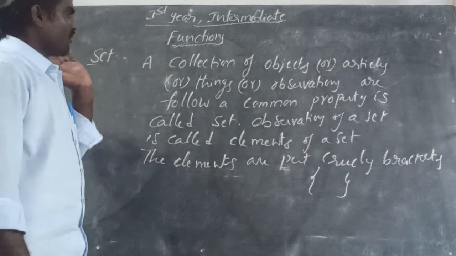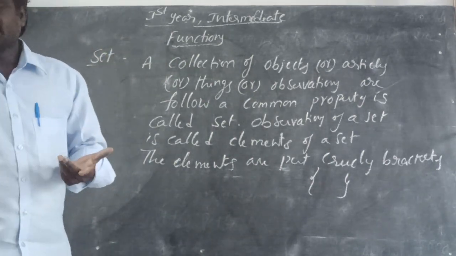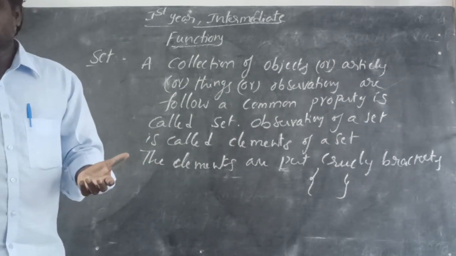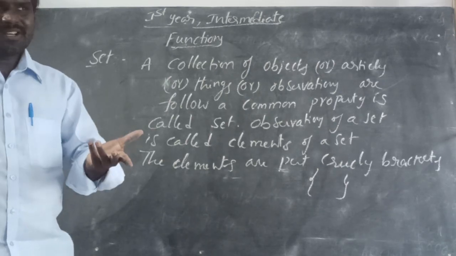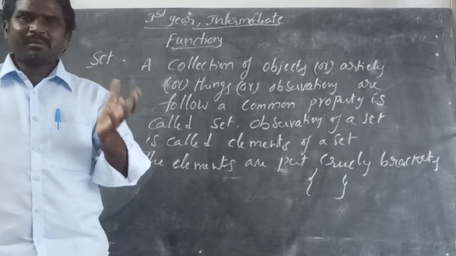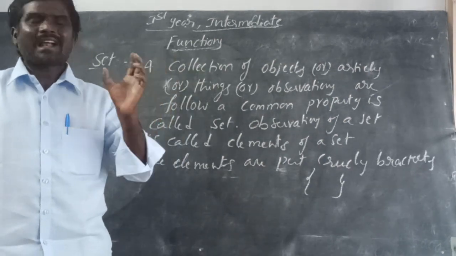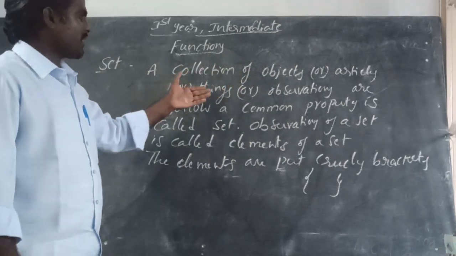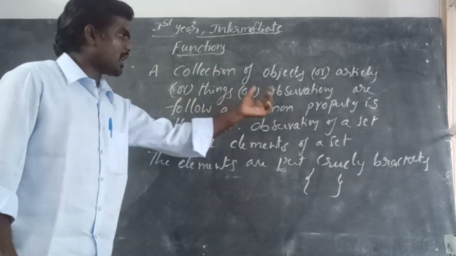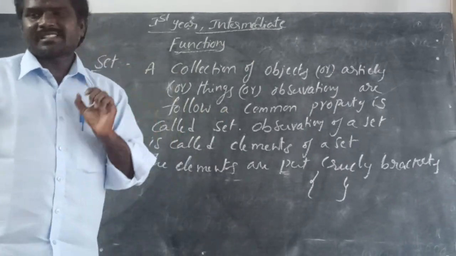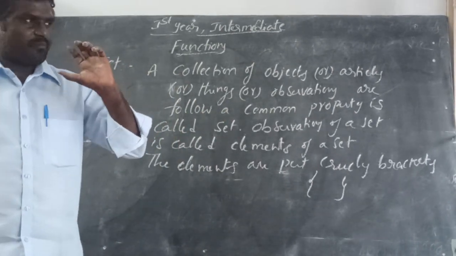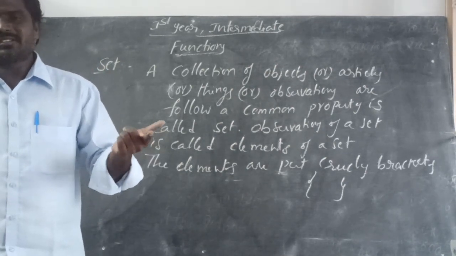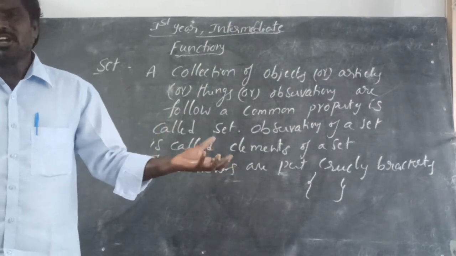So, what are examples of a set? The collection of prime numbers from 1 to 100. Next, vowels. Next, consonants. Vowels means A, E, I, O, U. A prime number means a number whose only factors are 1 and itself. Another example of a set: the days of a week. In a week, how many days? 7 days: Monday, Tuesday, Wednesday, Thursday, Friday, Saturday, Sunday.